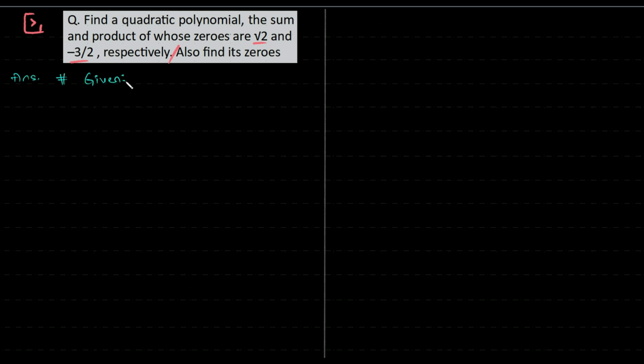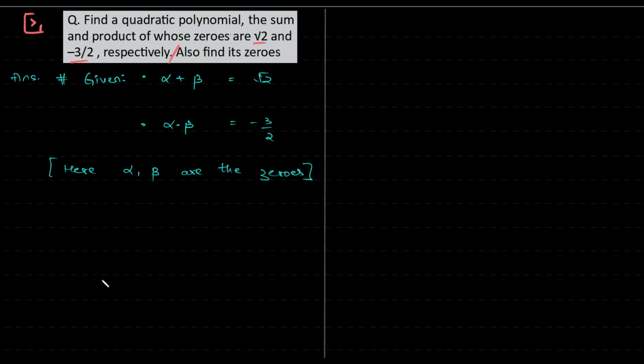Many people take these two values to be alpha and beta. What is the actual question? The sum and the product of the zeros. Sum is this and product is this. So this is root 2 and this is minus 3 by 2. Here we have alpha and beta as the zeros.